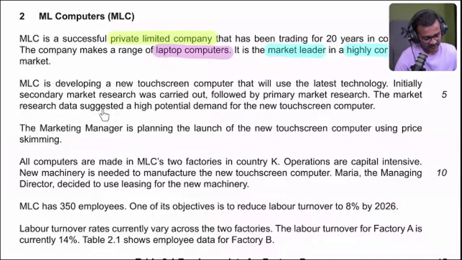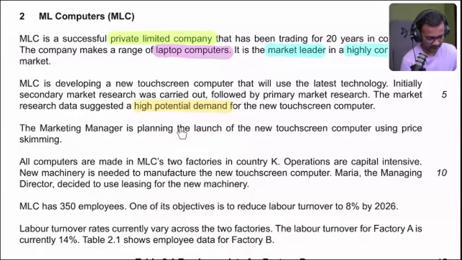The market research data suggested a high potential demand for the new touchscreen computer. So this is something that is driving them to become bigger. There's a potential demand that's created for touchscreen computers, and if there's a demand, then it should be fulfilled by a business that can. And clearly, MLC is a laptop computer manufacturer, so they can fulfill this demand.